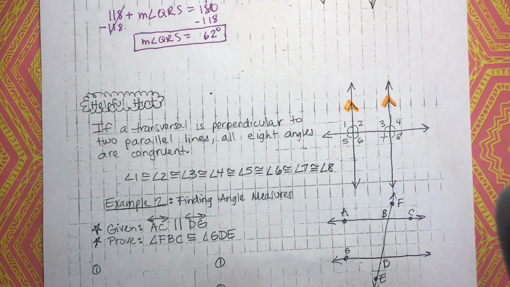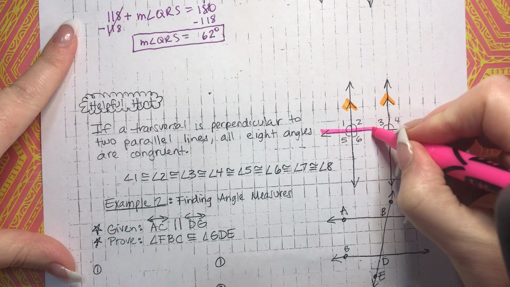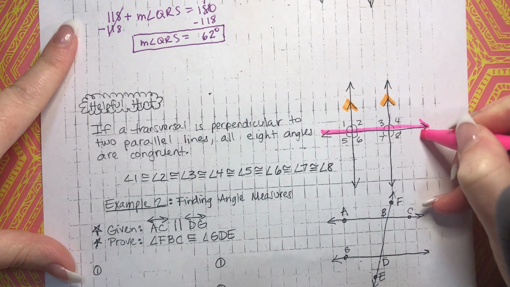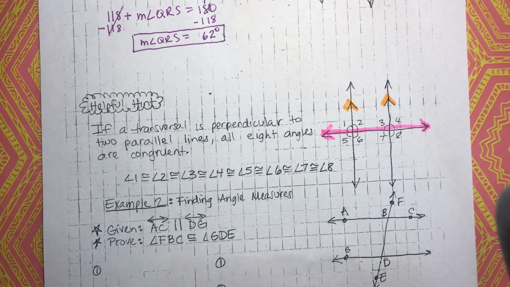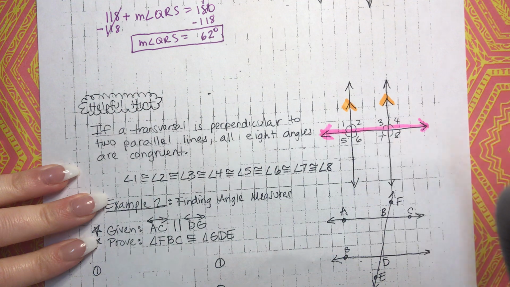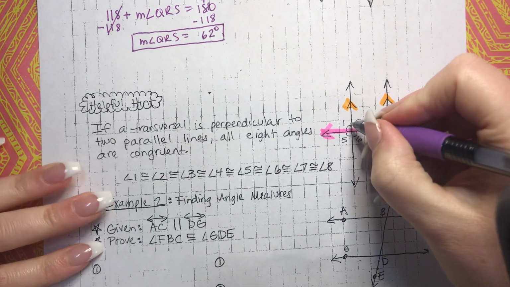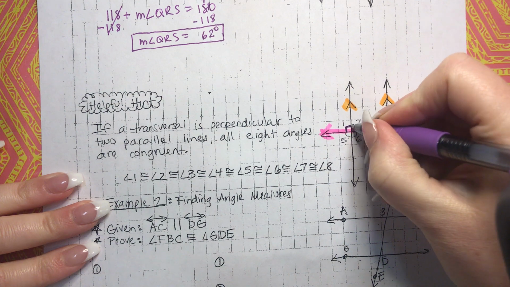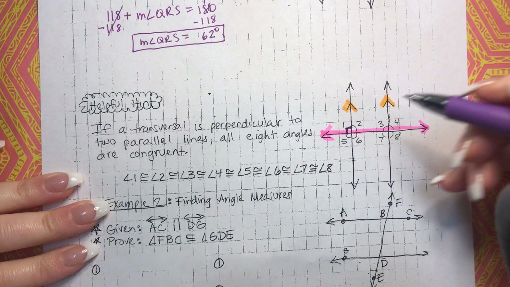Do we have a transversal cutting those two parallel lines? The answer is yes, we do. This line right here intersects this parallel line and this parallel line. Okay, so that's our transversal. And so it says if a transversal is perpendicular to two parallel lines. So let's say that this, it's perpendicular, right? So what do we know if this is perpendicular?